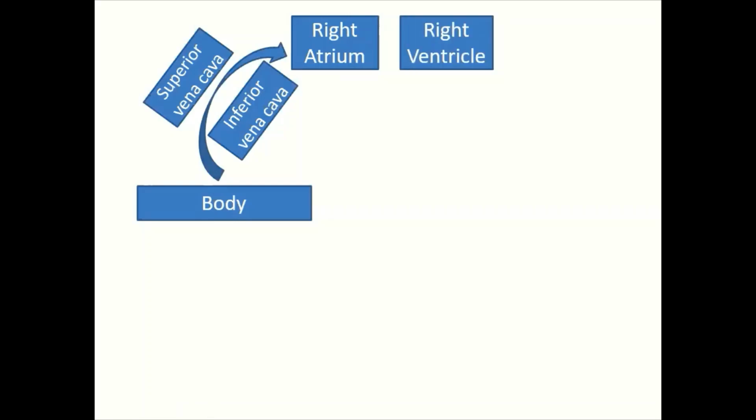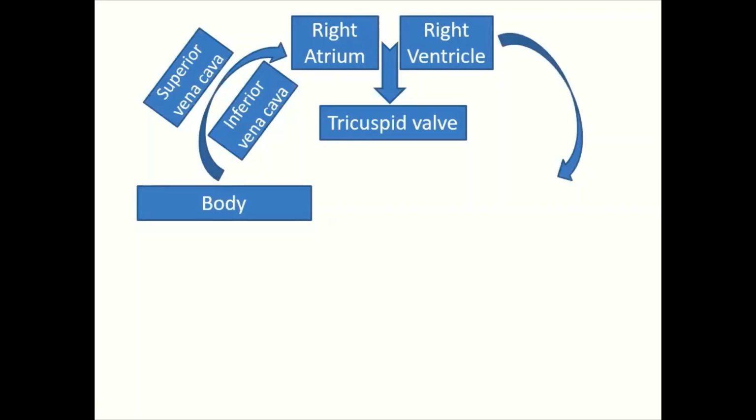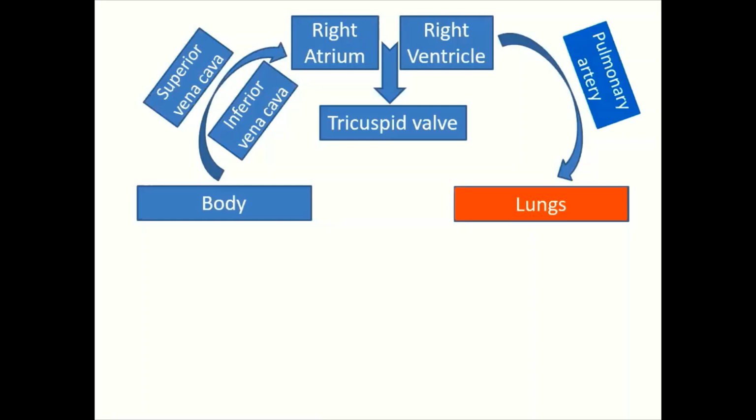And then the right atrium pumps the blood to the right ventricle. Between the right atrium and the right ventricle is the valve called the tricuspid valve, to prevent the backflow of the blood to the right atrium. And then the right ventricle pumps the blood to the lungs. And the blood is carried by the pulmonary artery. So from the right ventricle to the pulmonary trunk to the left and right pulmonary arteries. The pulmonary artery has a valve called the pulmonary valve or pulmonary semilunar valve, which prevents the backflow of the blood to the right ventricle.